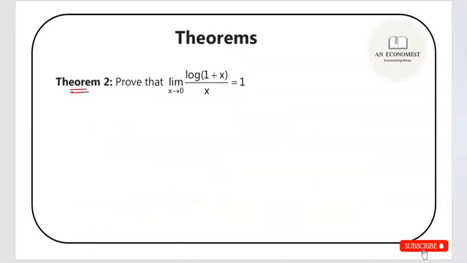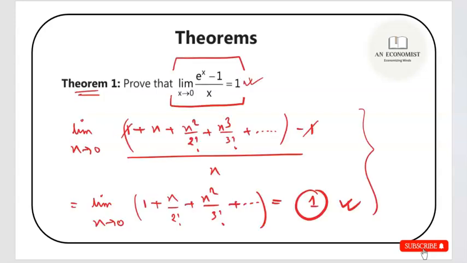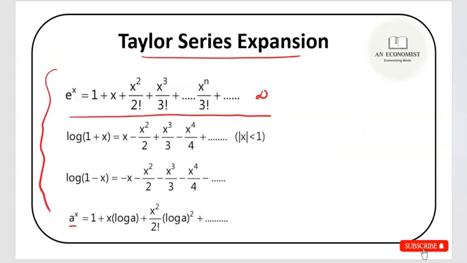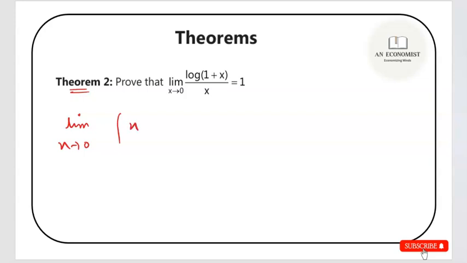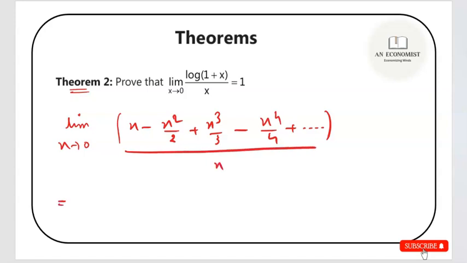Similarly, another theorem is directly based on this Taylor series expansion: log 1 plus x. Limit x tends to 0. Again, do the same thing, just write the formula. Let me check what the formula was. Yeah, x minus x squared by 2 plus x cubed by 3. So it will alternate in sign, right? And this will continue, upon x. So this x will cancel out in this limit.